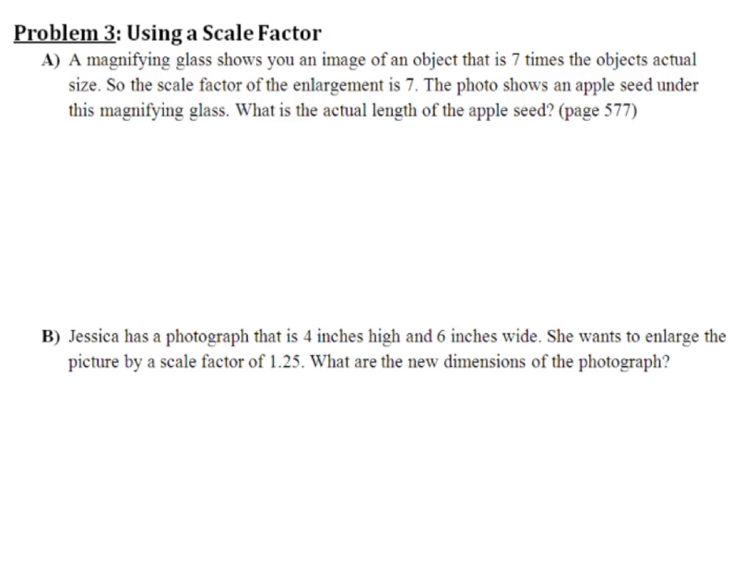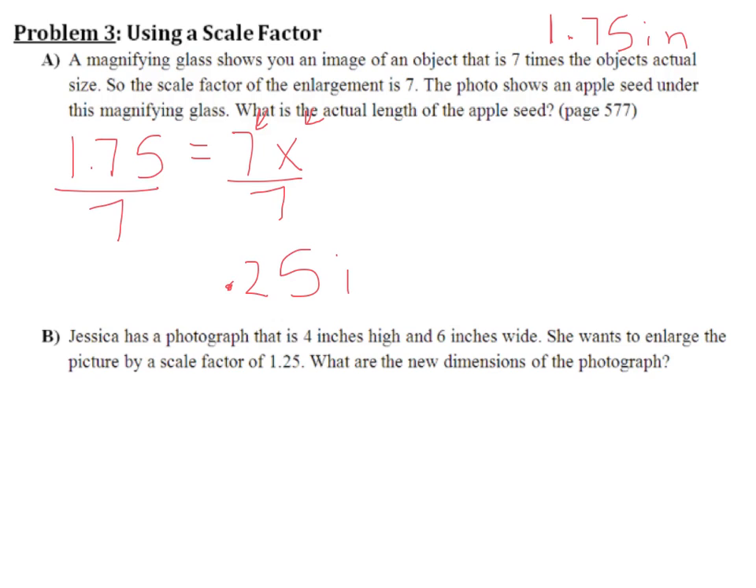And now we got some word problems. In this first one, I'm looking at a magnifying glass and I measured an apple seed, it was 1.75 inches. Now it's saying that the magnifying glass makes it 7 times larger, so what's the actual length? So 1.75 is after I already multiplied by the scale factor. So I need to figure out what the original is. So 7 times my original would be equal to 1.75. So I have to divide both sides by 7. And I get the actual length of the apple seed is 0.25 inches.